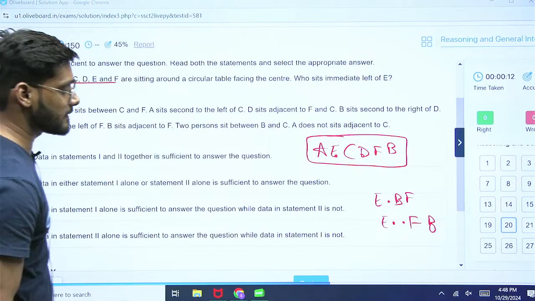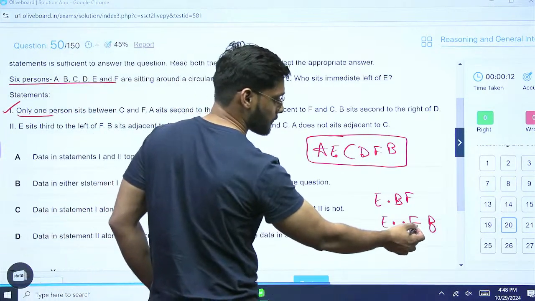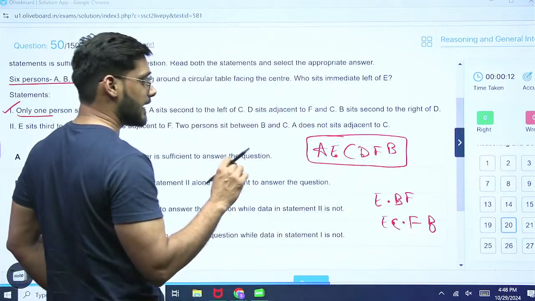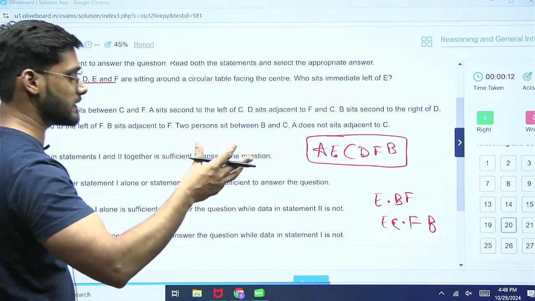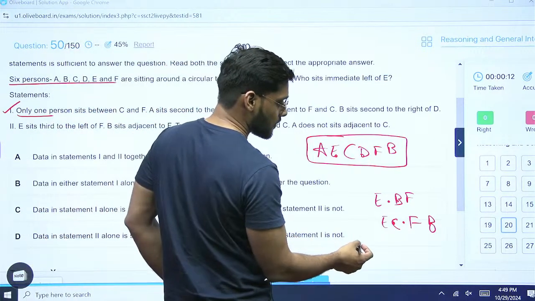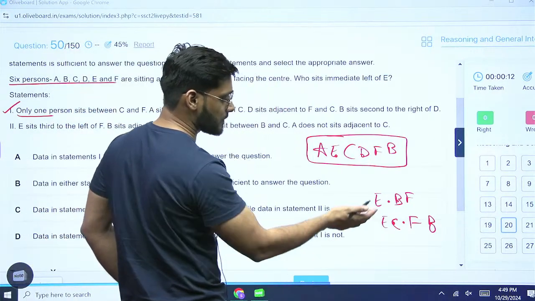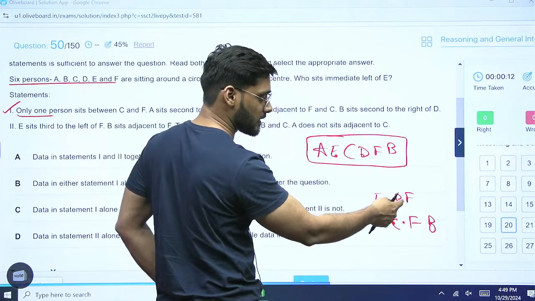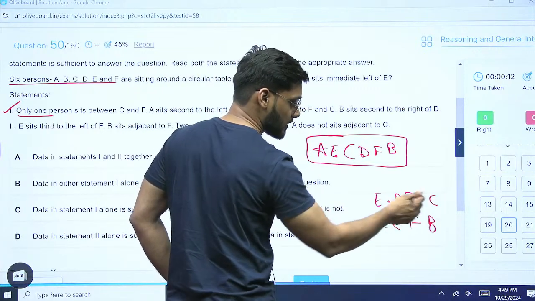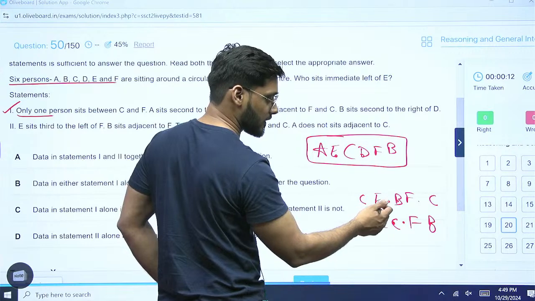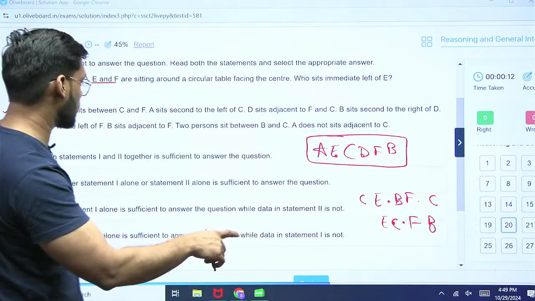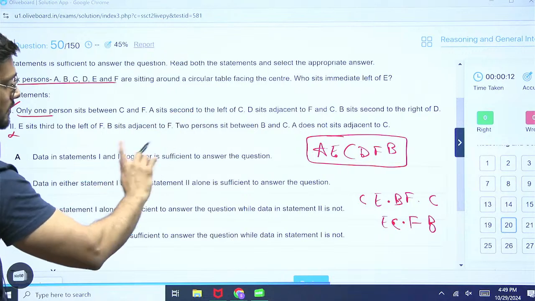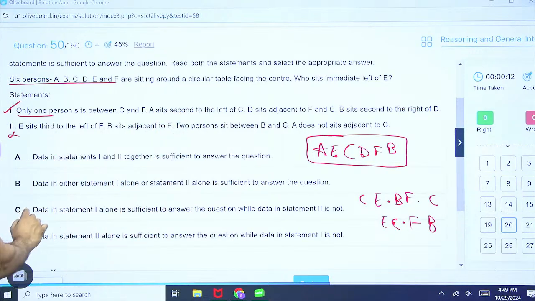2 sit between B and C. So 1, 2, 3, 4, 5. Right cannot go. So 1, 2, C, because there are 6 only. And A does not sit adjacent to C. So A cannot sit adjacent to C. There are 2 between B and C. In this case, 1, 2, 3, 4. 4 already done. C can come over here or over here as well, anywhere. So we cannot find out from statement number 2 who sits to the immediate left of E. Only statement number 1 is sufficient.